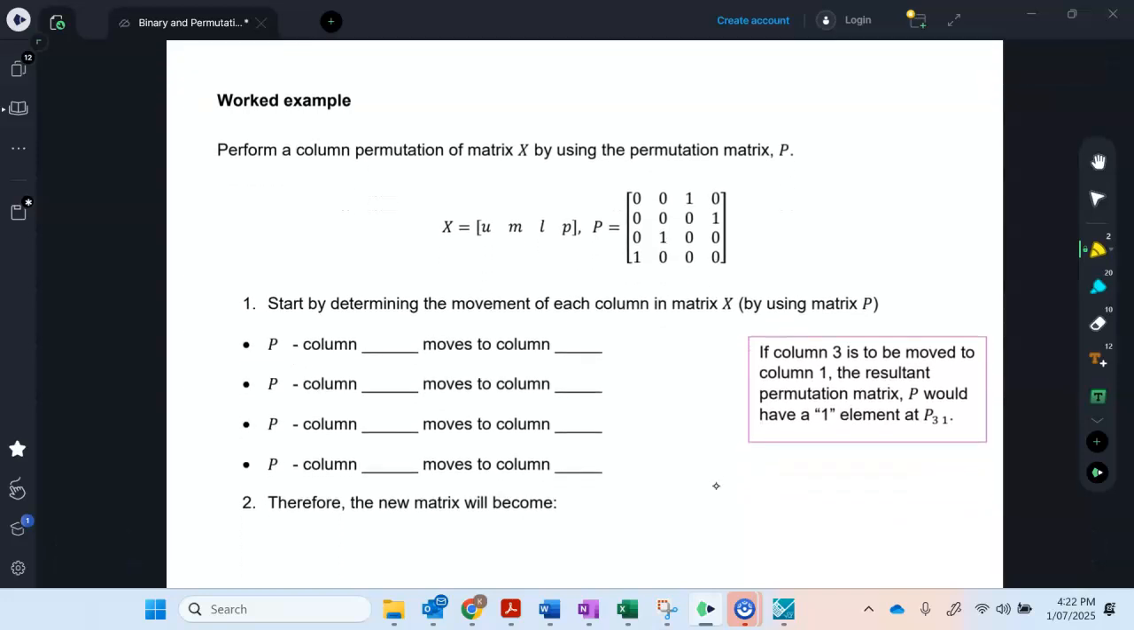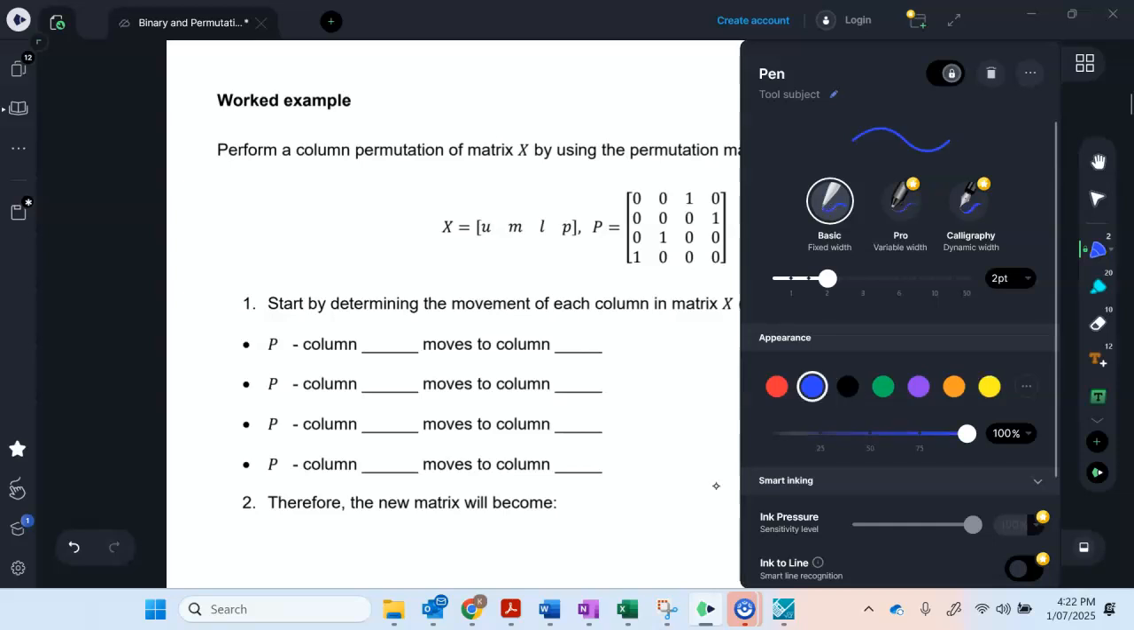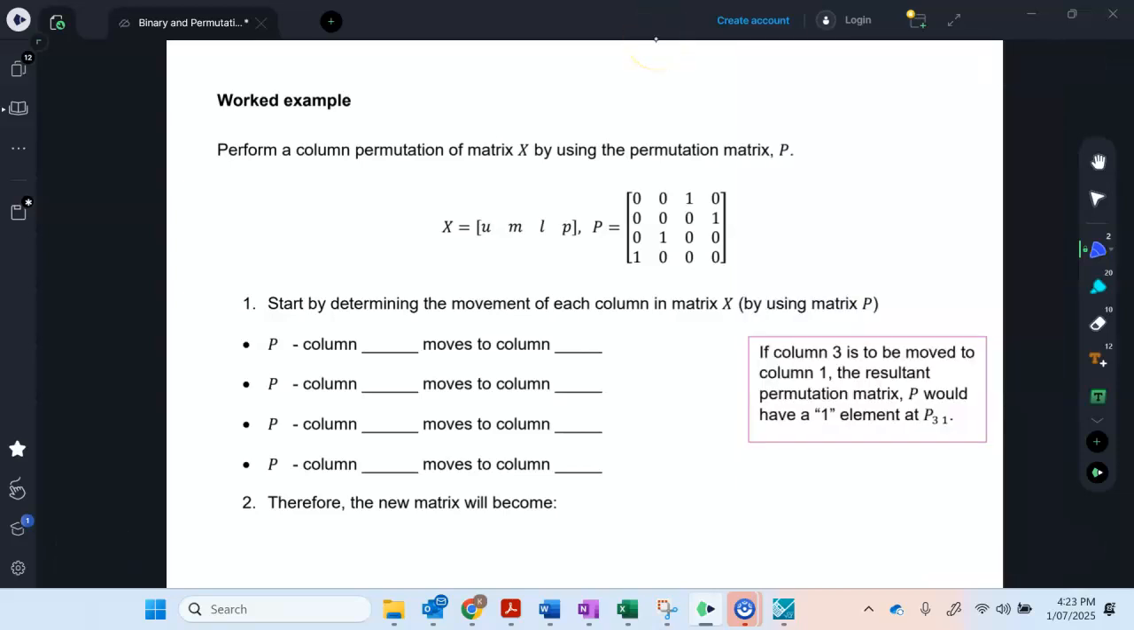So perform a column permutation of matrix X by using the permutation matrix P. So here we've got letters instead of numbers, and often you will see that being used in an exam, or it could be used on your SAC. So you do have to understand how they change, because sometimes you can't just do it on your calculator. All right, so step 1, start by determining the movement of each column in matrix X by using matrix P. All right, so let's put in, I'm going to go back to blue. Let's put in the elements.